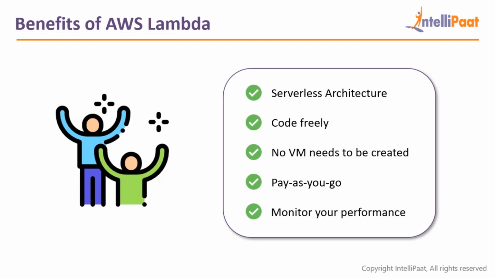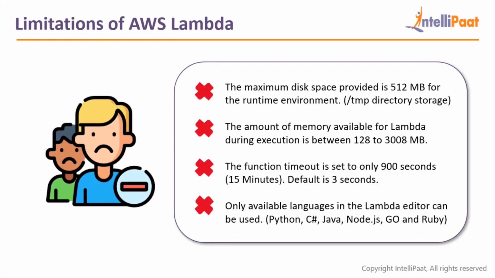Whatever advantages a service provides, there will always be some limits to it. So now let us take a look at the limitations of AWS Lambda. The first limitation of AWS Lambda is that the maximum disk space provided is 512 MB for the runtime environment. This means the /tmp directory storage can only store 512 MB at the same time. Why do we need /tmp directory storage in Lambda? Because we need temporary storage for the current Lambda function's inputs and outputs, because for the same Lambda function, there is no guarantee that it will execute two or more times.